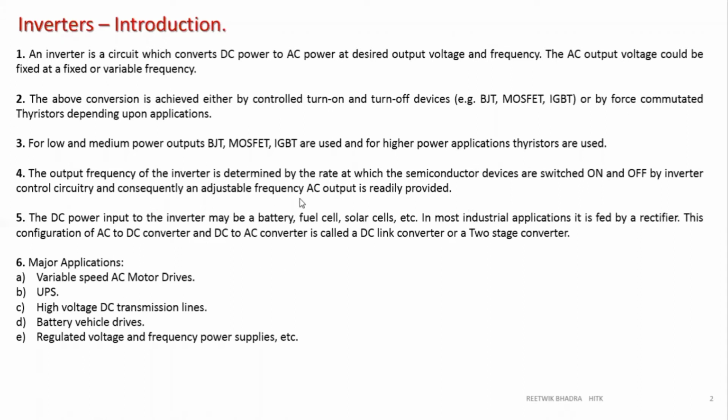Now, from where is the DC power fed? It can be fed from a battery, or from a fuel cell. All DC power sources, solar cells, can be the DC power input. Sometimes, in many industrial applications, your main supply is AC. We can convert that into DC and then go for DC to AC conversion.